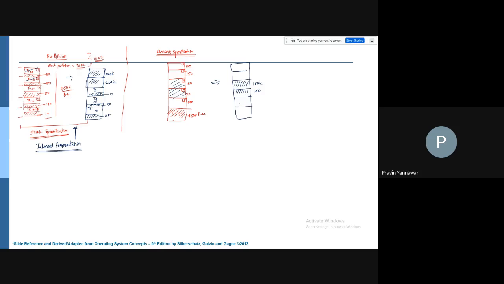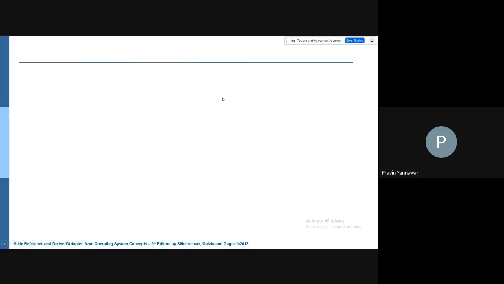Then we have a 190k allocated. This is say 150k allocated. This is 100k allocated. Okay, so the status is this is free, this is free, and this is free. So here it's again 450k. So this is 450k. Okay, so this is allocated, this is allocated, this is allocated.